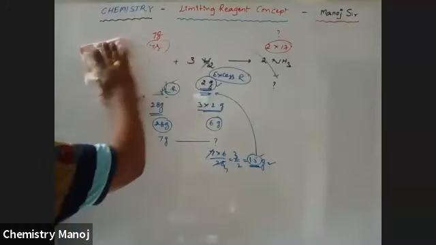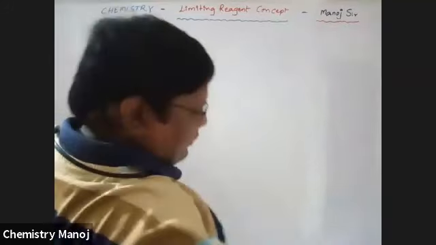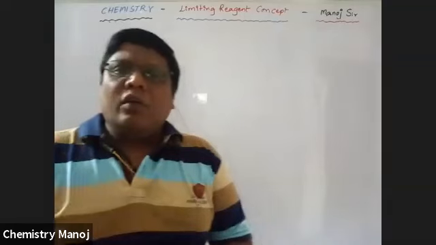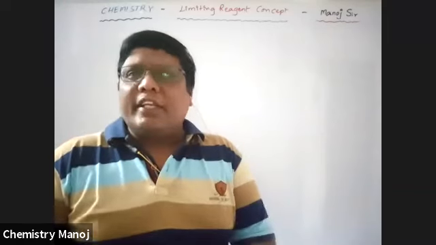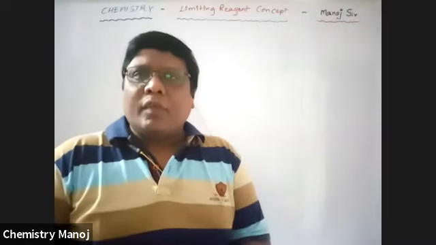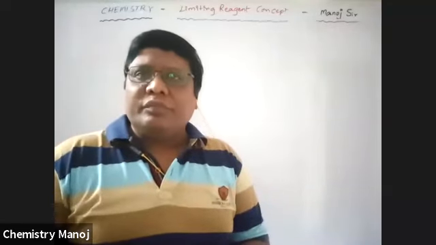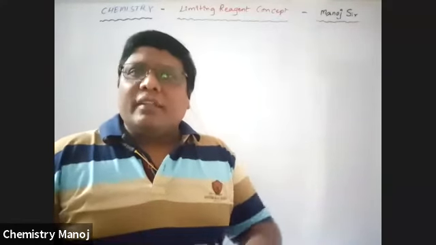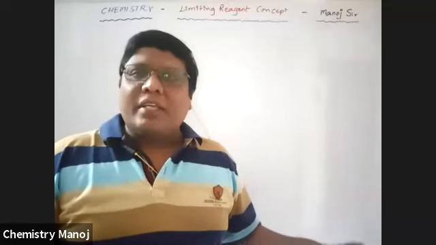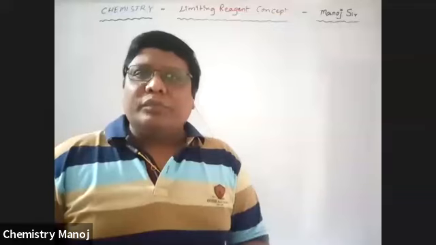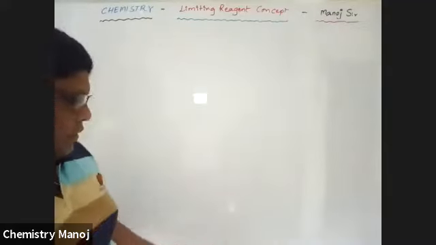Now I am going to take a problem. Please note down the problem. Finally, what is the excess reagent and what is the limiting reagent? Both are reactants. If non-stoichiometric coefficients are used, the reactant which is not completely consumed is called the excess reagent, and the one which is completely consumed is called the limiting reagent. Okay, so take the problem once again.